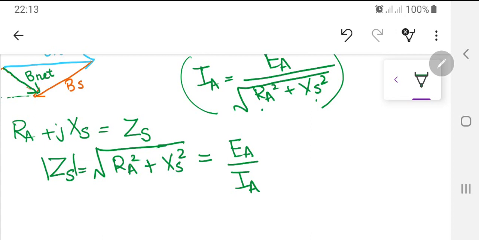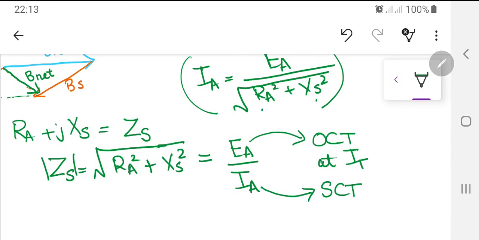So EA is actually going to come from the open circuit test, and IA is going to come from the short circuit test at a field value current. I'm again repeating: since Zs is equal to EA divided by IA, EA is not available in the short circuit test, so certainly this has to come from the open circuit test, and IA has to come from the short circuit test. These two tests give the two values in the numerator and the denominator respectively, at a designated IF.